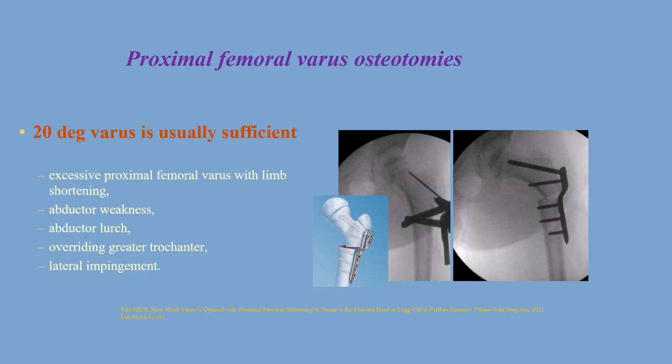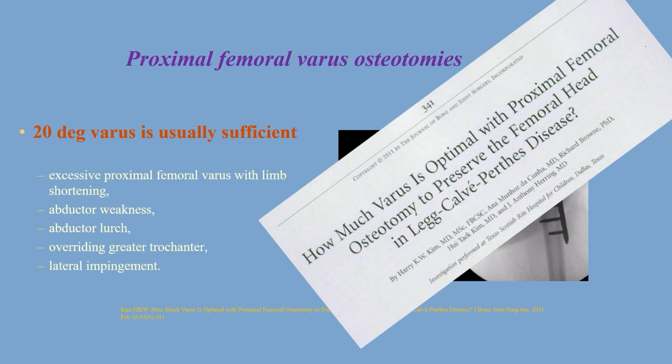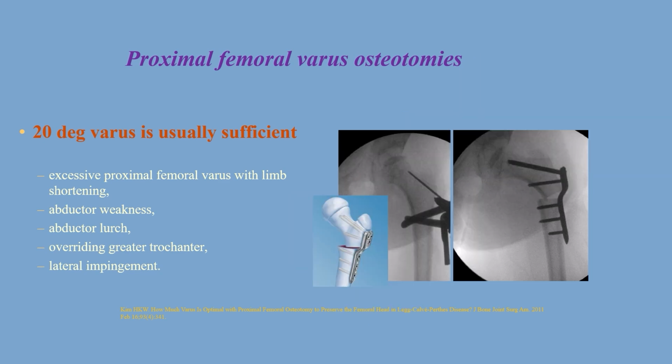A common question I get asked, and even you might get asked in the FRCS exam, is how much varus you'll do in these children. There's a controversy about that, but there's a nice paper published by Kim in 2011 in the JBJS. It showed 20 degrees of varus is usually sufficient. They stated that excessive proximal varus can produce limb shortening, abductor weakness, abductor lurch, and overriding greater trochanter, which might cause lateral impingement. There's controversy about this area, and I believe good containment is important even if it exceeds 20 degrees. However, the jury is still out.